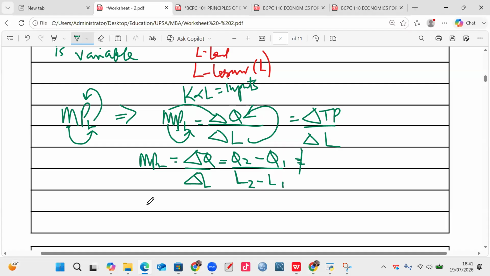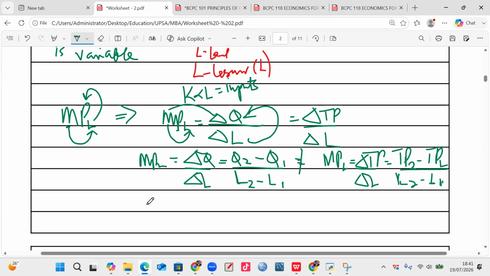Then change in TP means, so if you are using, let's say, MPL equals change in TP over change in L, you have to just say TP2, the current, minus the previous TP, over the current L minus the previous.